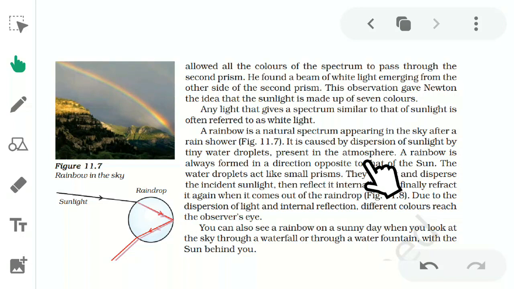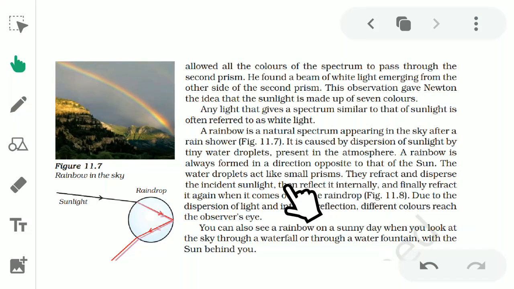See, here it is written: it is caused by the dispersion of sunlight by tiny water drops present in the atmosphere. A rainbow is always formed in the direction opposite that of the sun. The water drop acts like a prism. They refract and disperse the incident light, then reflect internally, and finally refract it again when it comes out of the raindrop. Due to the dispersion of light and internal reflection, different colors reach the observer's eye. This is the explanation for a rainbow.